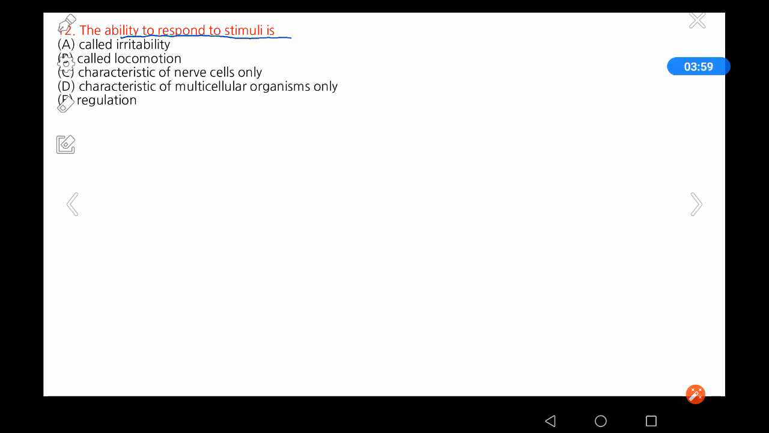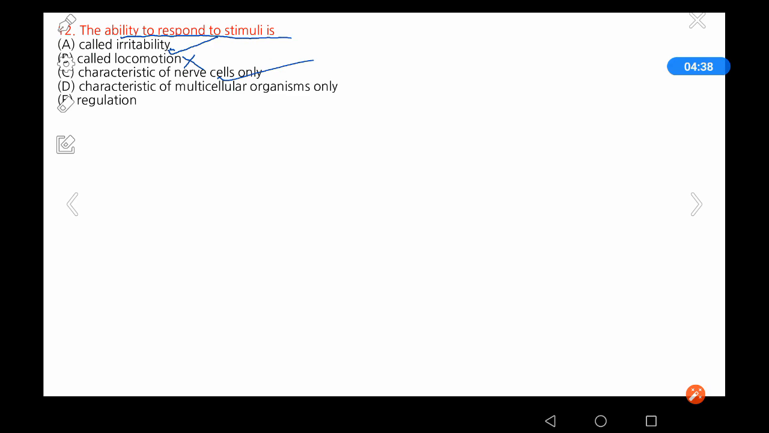So what we call the response to the stimuli is irritability. Irritability means responding to the environment, to the physical and chemical things. That's one of the characteristics of living organisms. Locomotion does not have any relation with responding to the stimuli. Locomotion, like movement, characteristic of nerve cells only. Yes, one of the important characteristics of the nerve cell is responding to the environment.